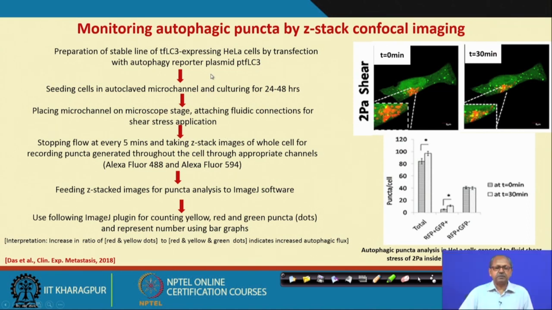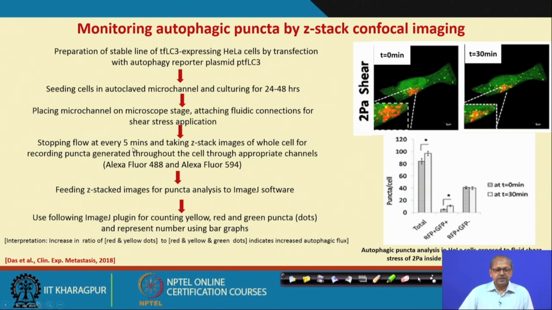So, in this experiment, we are preparing a stable cell line, TFLC3 expressing HeLa cell lines, by using the reporter plasmid PTFLC3. Then we seed cells in an autoclaved microchannel and culture for 24 to 48 hours. That microchannel is now placed on the microscope stage, and fluidic channels are connected for the shear stress application.